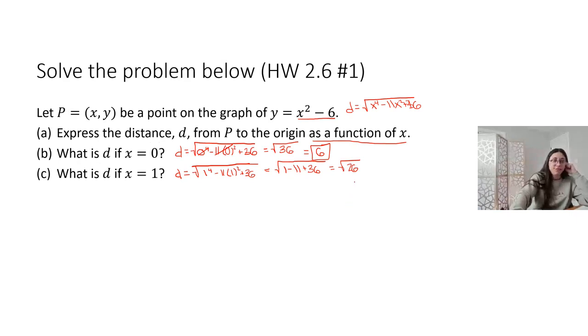And then if we take the square root in our calculator, we're going to round this to the nearest hundredth. So the square root is 5.099. That's going to round up to 5.10. So on our function, when x is 0, the distance is 6 to the origin. When x is 1, the distance to the origin is 5.10.